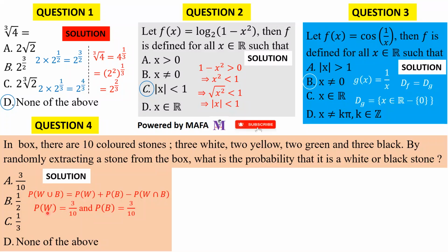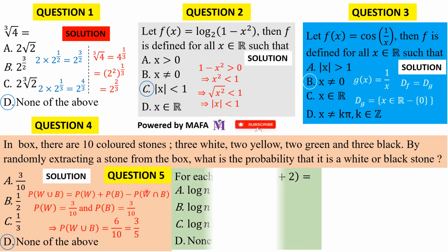So the probability of white is the same as the probability of black, with a numerical value of 3 divided by 10. So the probability of white or black is equal to 3 divided by 10 plus 3 divided by 10, which is 6 divided by 10, and it simplifies to 3 divided by 5. So looking at the options, we see that there is no correct option. There is no 3 divided by 5. So the correct answer is going to be none of the above, which is option Z.